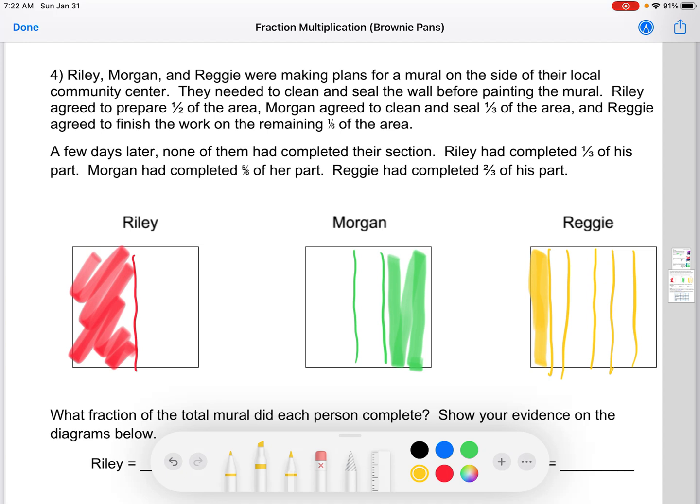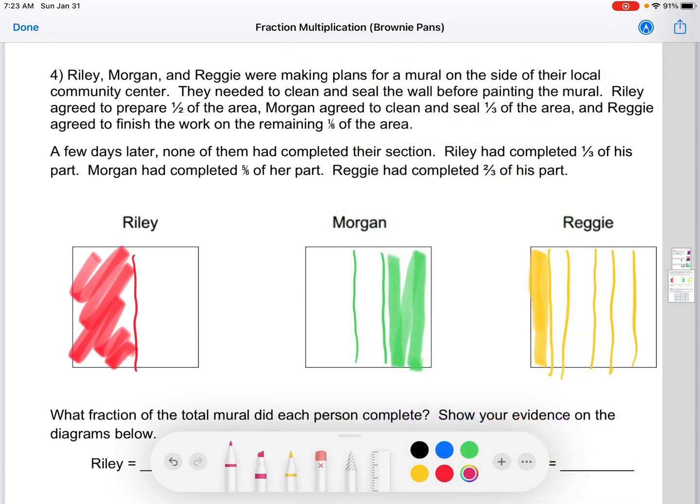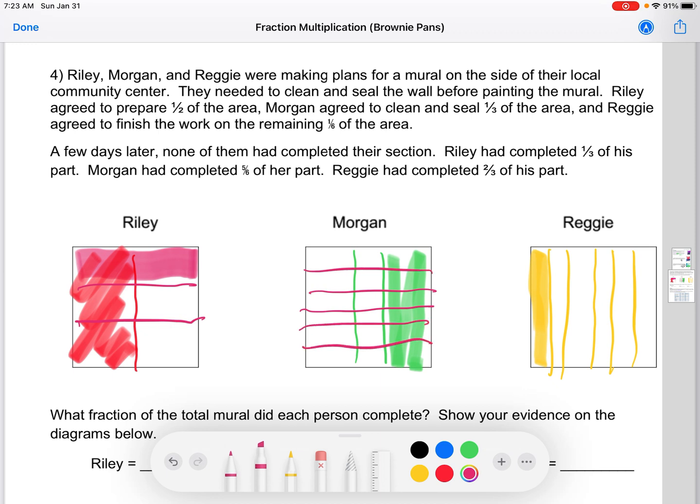A few days later, none of them had completed their section. Riley had completed 1/3 of his part. Okay, so 1/3 of his part. So let's just use a different color for all of this. Maybe this pink would be good. 1/3. So let's divide that into thirds. Right there, and did 1/3 of that, so there it is. Morgan had completed 5/6 of her part, so we have divided that into 6, and let's do 5/6 of that.